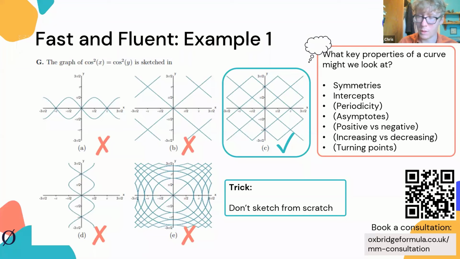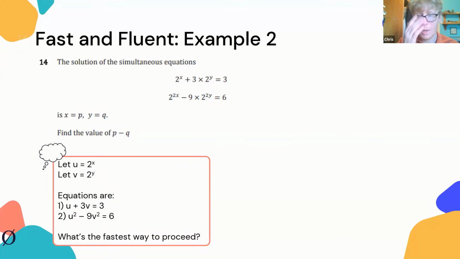Yeah, should we move on to the next question? So this one, I'm not going to show you a whole solution because the fast and fluent point is just one trick you might do in the middle.